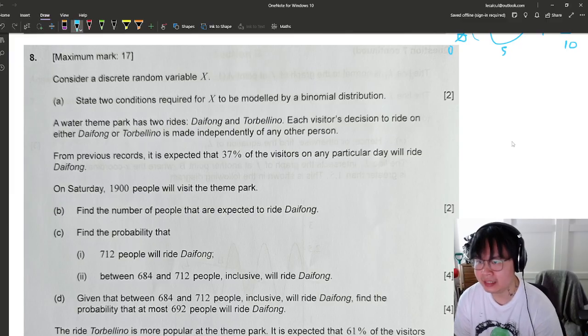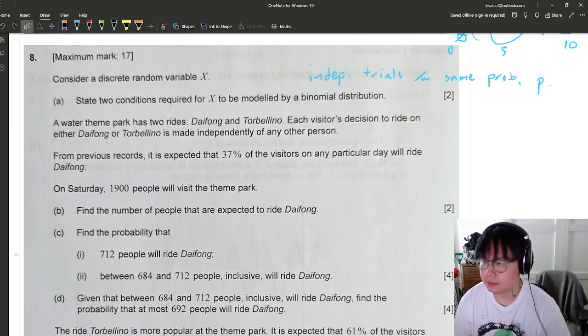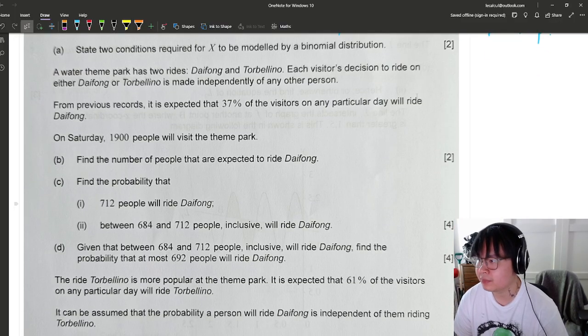What do you need then? You basically need independent events or trials, independent trials, and then they all have the same probability. So that's probably the 2 things they're looking for because it's worth 2 marks.